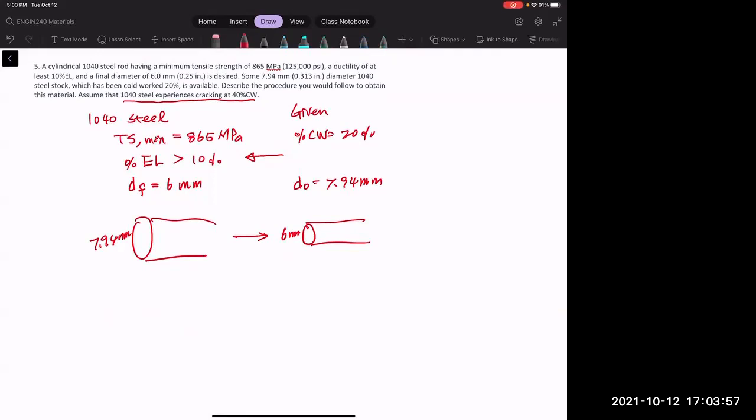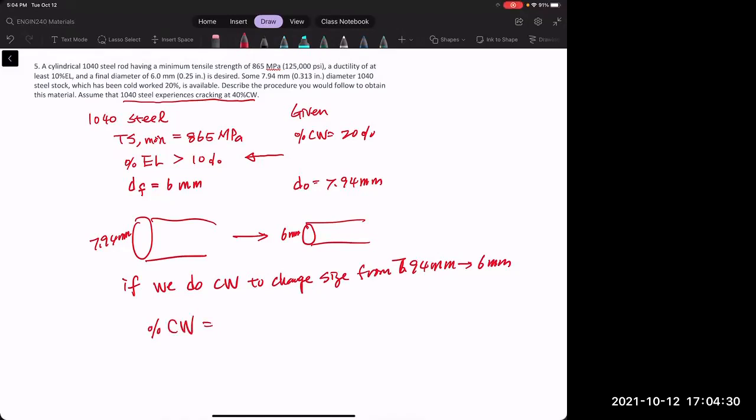If that cold work doesn't go over 40%, then that's the simple thing that we have to do. So if we do cold work to change the size from 7.94 millimeter to 6 millimeter, let's find the percentage of cold work. That is equal to A0 minus A final over A0, times 100%.